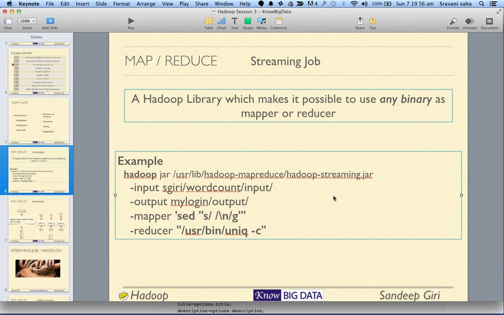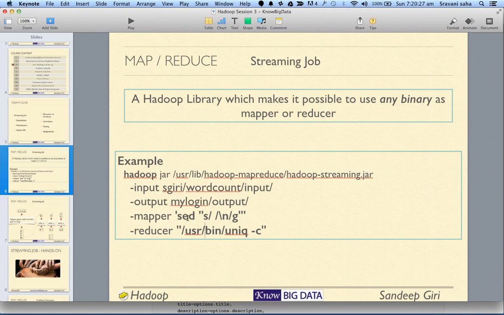A mapper can be any binary or any command which can give out key value pairs. The key and the value need to be tab separated, and the input given to a mapper is a plain text file, fed line by line to your mapper. Here the mapper is my command, and the reducer is my command.